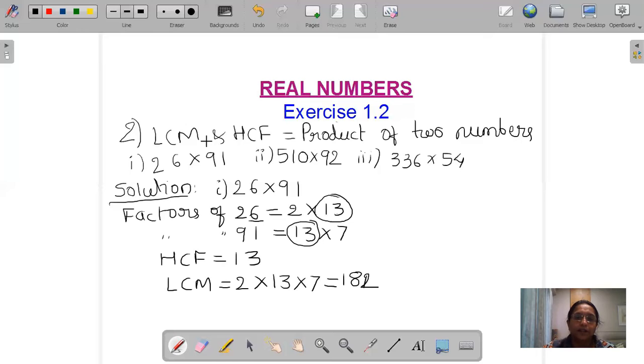182. Next, we'll apply these numbers in this formula, that is LCM into HCF. So LCM is 182, HCF is 13, and that is equal to 26 into 91. Multiply 182 into 13, you will get 2366. Even if you multiply 26 into 91, you will get 2366. So this formula holds.